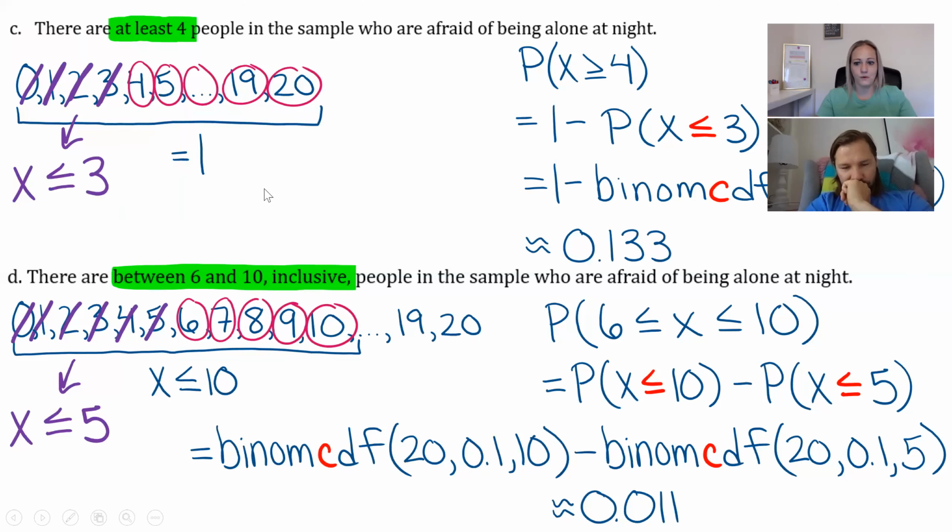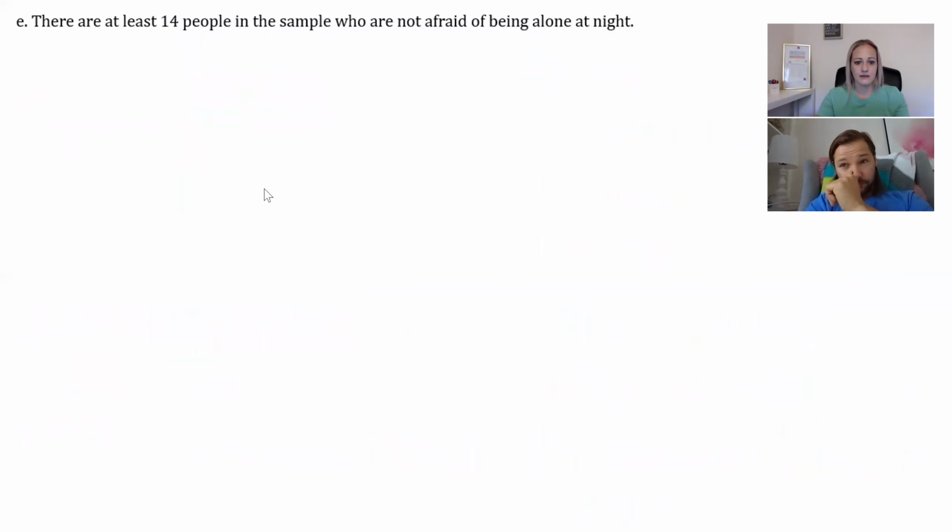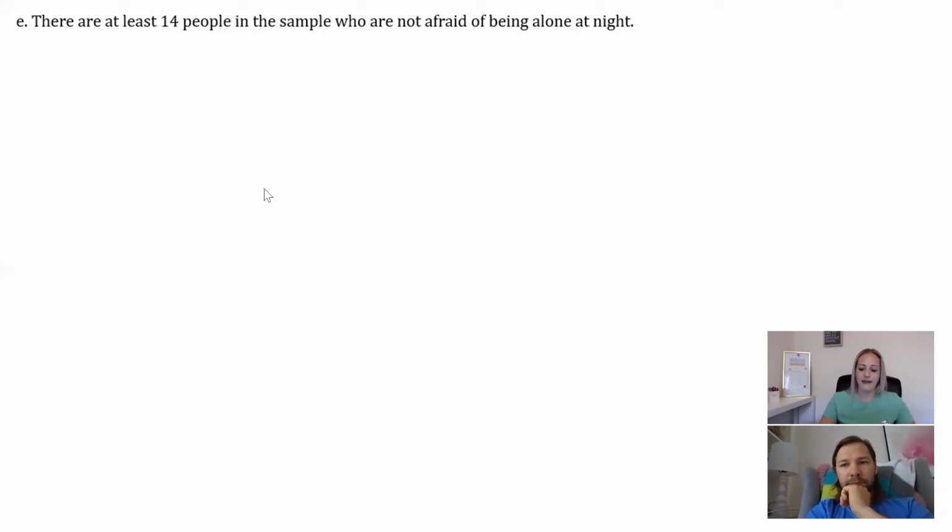Okay, and then there's just one more here. So part E, we want the probability that there are at least 14 people in the sample who are not afraid of being alone at night. Okay, so now we get to see if we've been paying attention to the words in the question. So Dr. Insko, do you recognize what's different about part E?